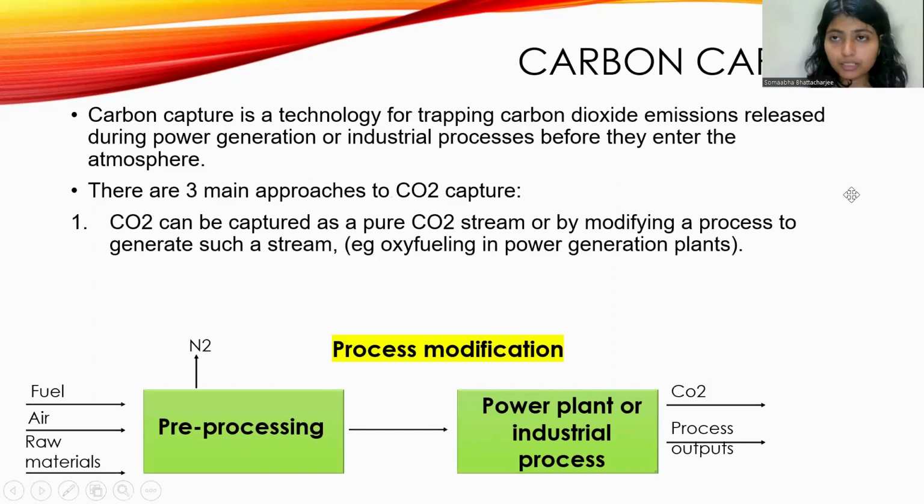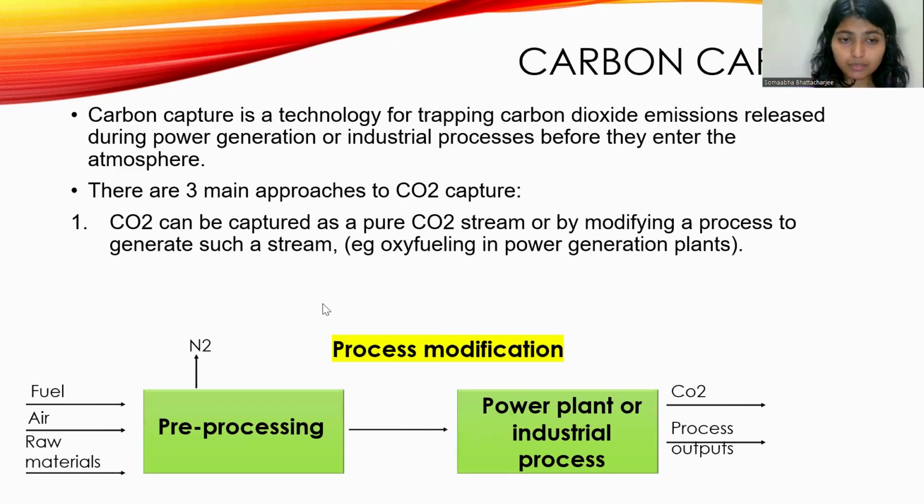Now talking about carbon capture. This is the first process of the CCUS technology. Carbon capture is a technology for trapping the carbon dioxide emissions that are released during power generation or other industrial processes before the emissions enter the atmosphere. There are basically three approaches to carbon dioxide capture.